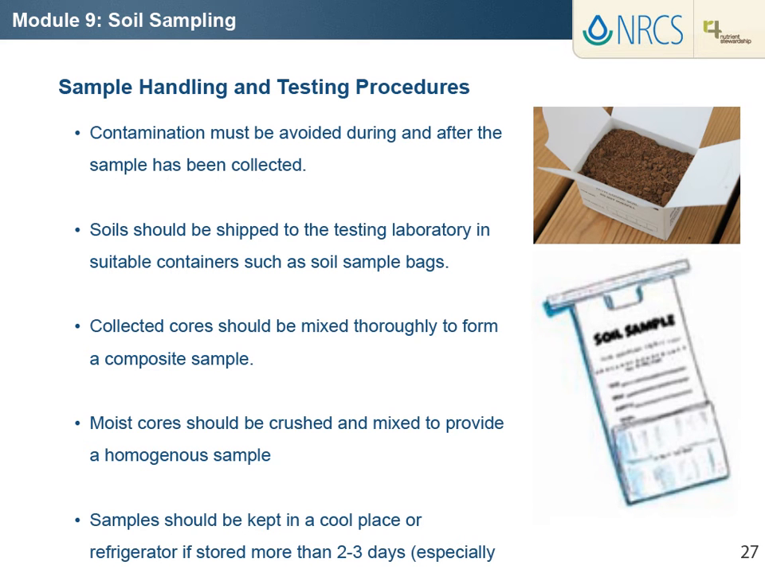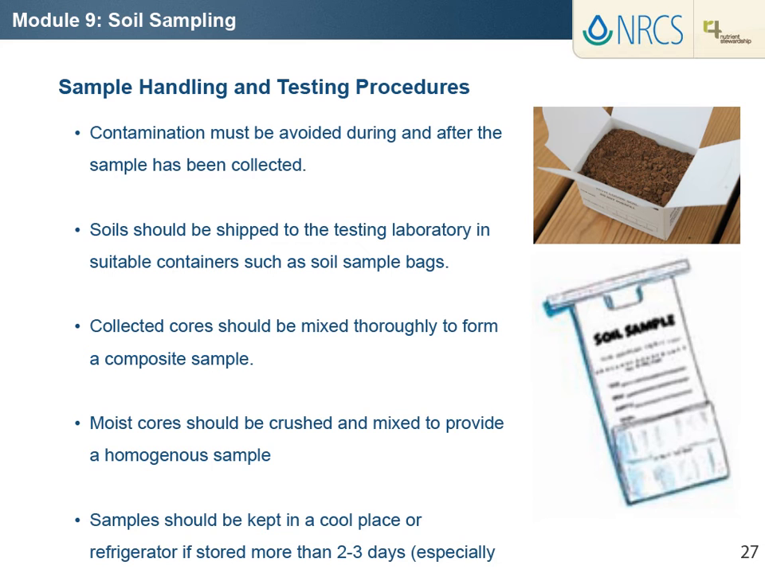Soil should be shipped to the testing laboratory only in suitable containers. Plastic-lined sample bags are best, and they are often provided at no charge by soil testing laboratories. Collected cores should be mixed thoroughly to form a composite sample and to reduce error with laboratory subsampling. If more cores are collected than can fit into a sample container, adequate mixing is essential, so a representative sample of 1 to 2 pounds is sent to the laboratory.